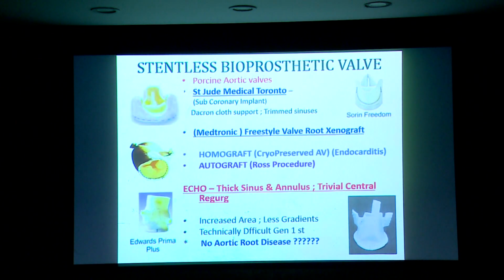very harmless. On the left hand side you have the first generation stentless valve, the porcine. You can see the different shapes in which it can be implanted. This is the St. Jude Medical Toronto. It has different shapes and cuts here because it can be implanted subcoronary. This has an entire root here, so you can replace the valve root totally. This is the Medtronic Freestyle, and the Edwards Prima here.